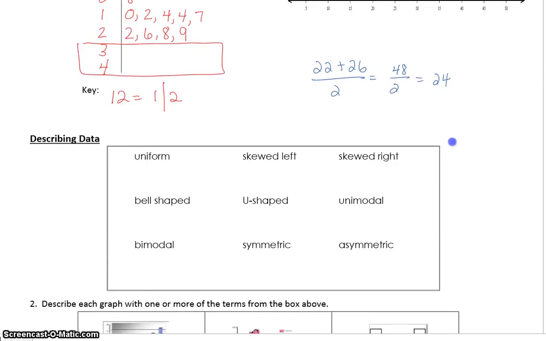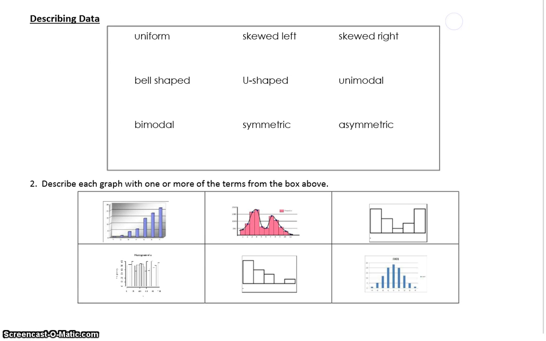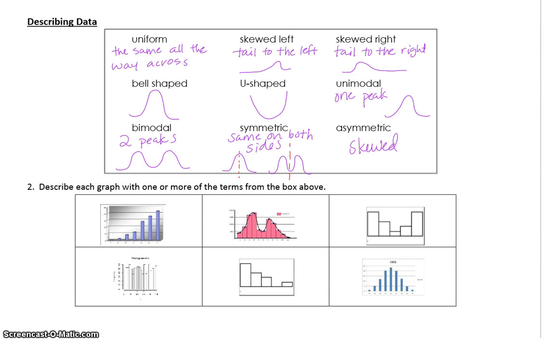Okay, so now let's go ahead and describe the data. So what I've done here is I have given you some descriptions for uniform, skewed left, skewed right, and so forth. So if you could please go ahead and pause the video and write down the descriptions if you need some extra time here. But uniform is just the same all the way across. Does it look uniform? Does it look like there's not much change?